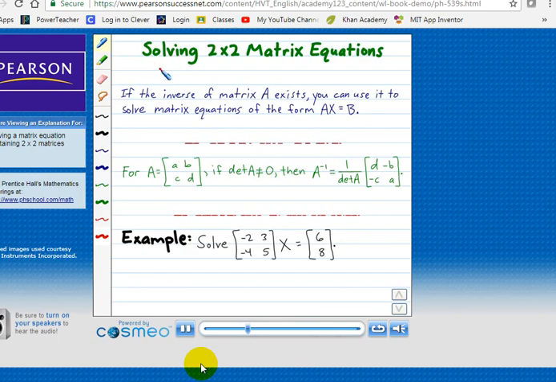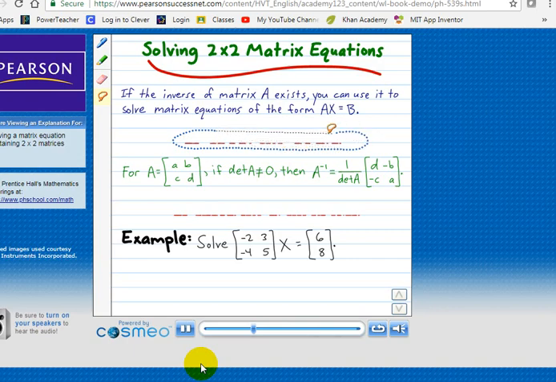Hello, my name is Mr. Scott, and I will be helping you with solving 2x2 matrix equations. We'll be using this property that says if the inverse of matrix A exists, you can use it to solve matrix equations of the form A times X equals B. If you have a matrix equation in that form, then X is equal to the inverse of A times B.